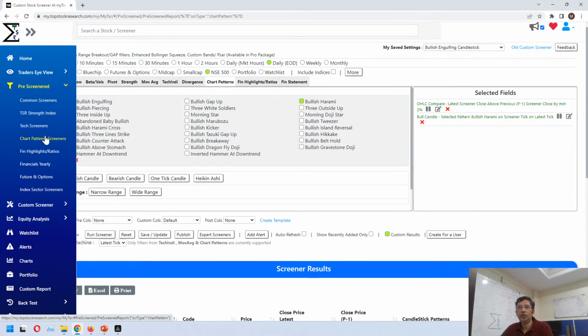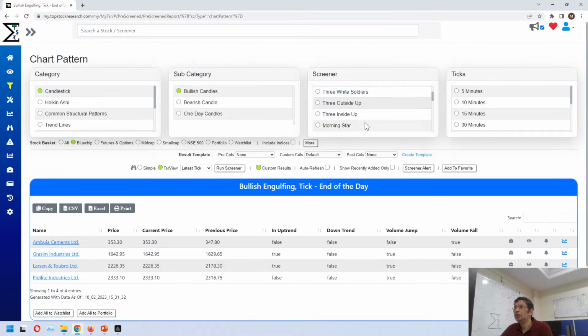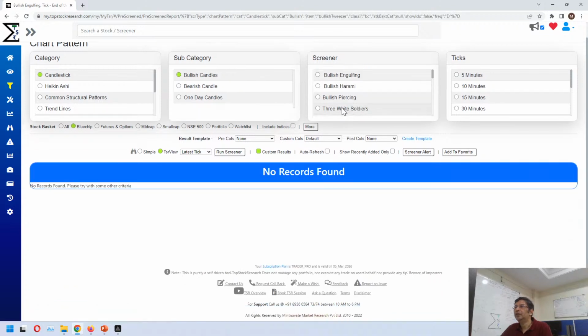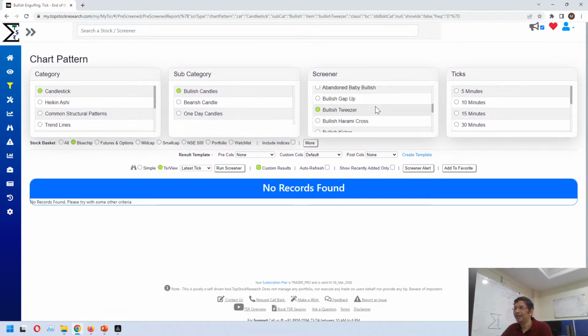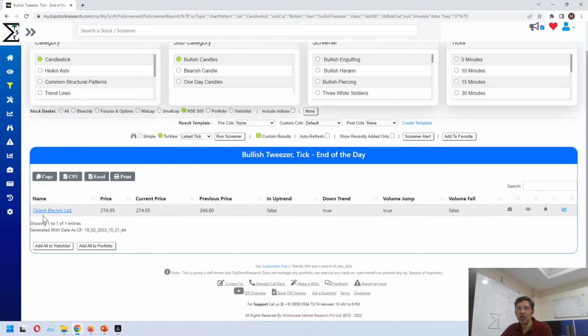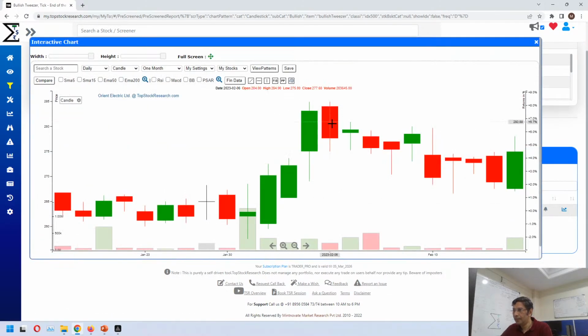Pre-screened. I go into chart pattern screener, go to bullish tweezer, okay? As we anticipated, this is a very rare pattern. Let's see, in the blue chip, there's hardly any stock. Look at NSE 500, there's one stock which is coming, okay? When you look at this particular pattern, right? So it is coming down.